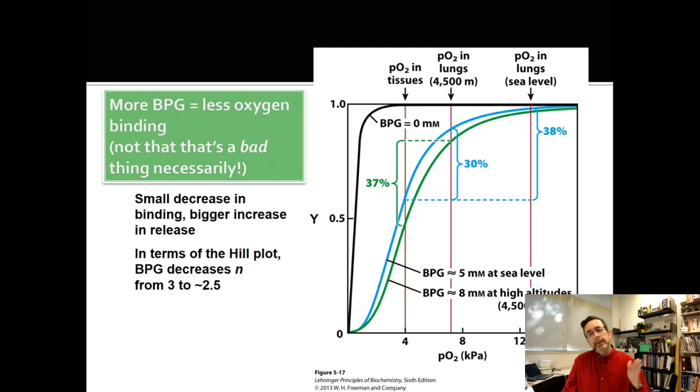But when you step off the plane in Denver, you're still on the blue line. Your hemoglobin is still on the blue line, but the partial pressure has suddenly dropped to around 7 kilopascals. That means that you're loading up at the upper point, but then you're dropping off at the same point because your partial pressure in the tissues hasn't changed. The inside of your body hasn't changed. It's the outside that has.